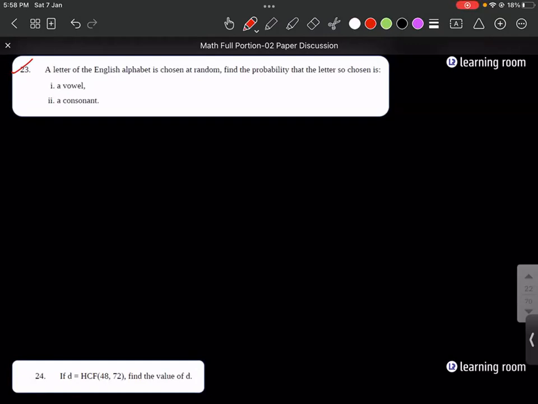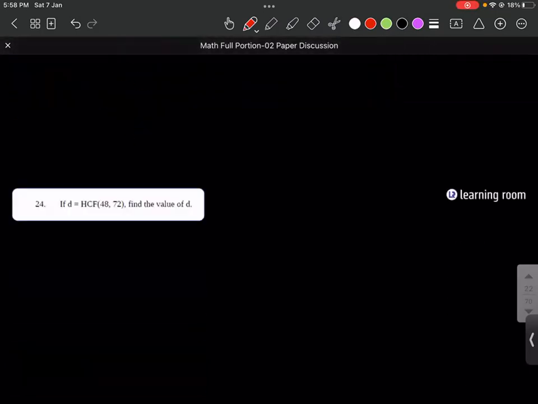So 23rd, a letter of the English alphabet is chosen at random. Find the probability that the letter so chosen is a vowel. Answer. How many are there? A, E, I, O, U. 5 are there out of 5 by 26. Okay. What about the consonants? 21 by 26. That's it.